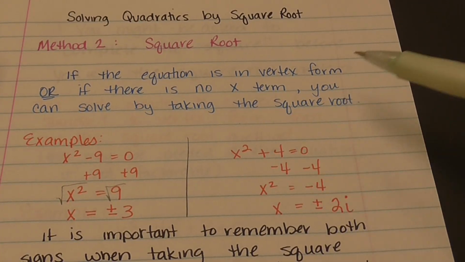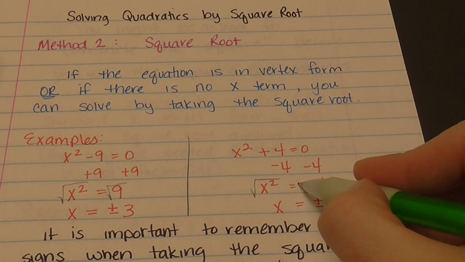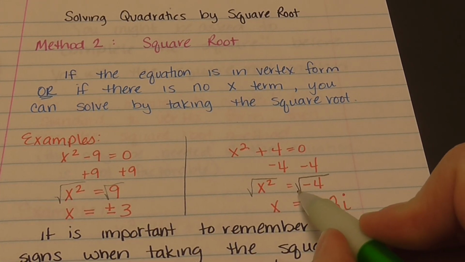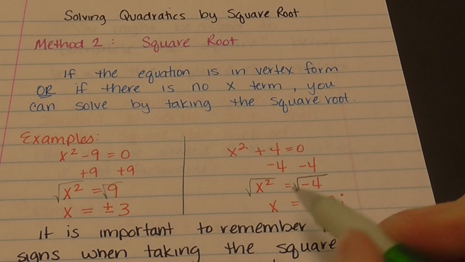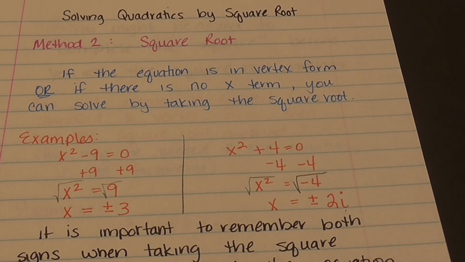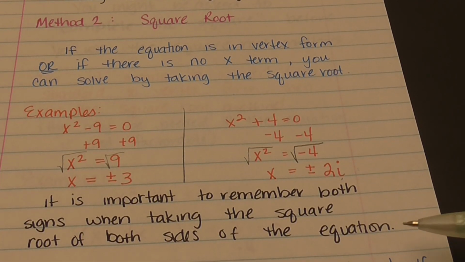All right, over here, I did the same thing. I subtracted 4 from both sides. When I take the square root of these, remember what we do with that negative. A negative under a radical means the letter i. So here we go with our complex numbers. This is where they're coming into play. So I've got x equals plus or minus 2i. We can't forget that i. So it's important to remember both signs when taking the square root.